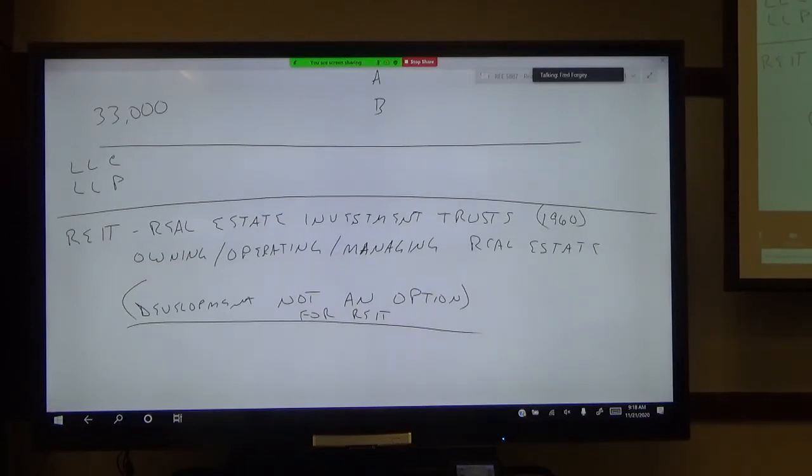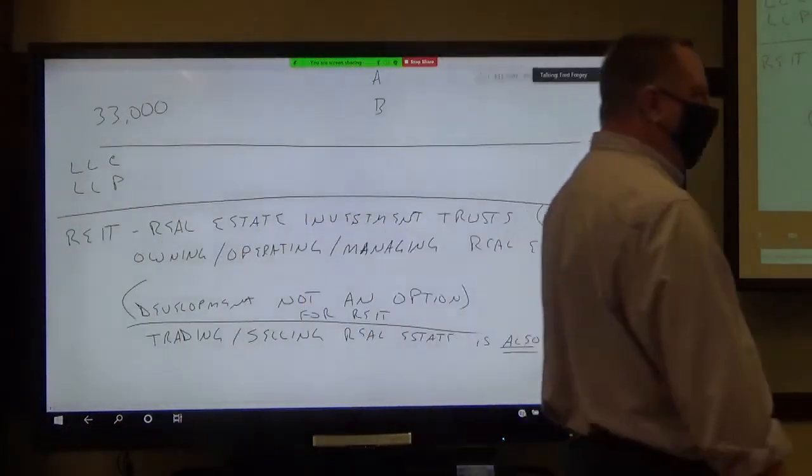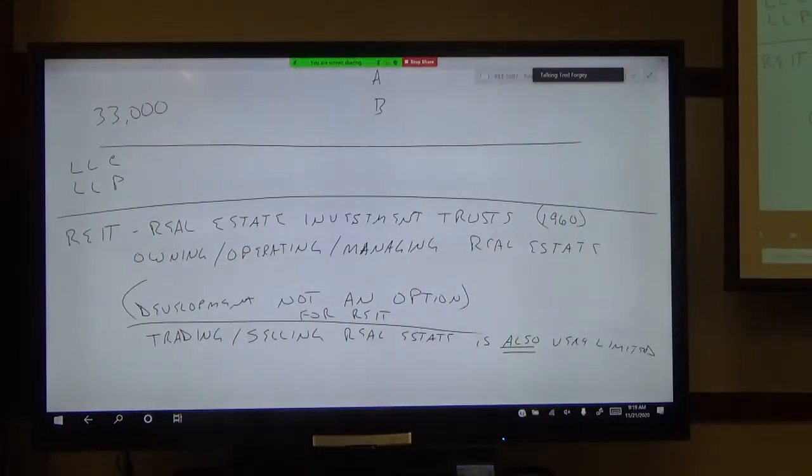You are not, to go along with development, trading or selling real estate is also very limited. Because you're supposed to hold on to it when you have everything in the trust, right? Yes. Okay. So the idea is that pretty much whenever you put something into a REIT or you acquire property into a REIT, it's a buy and hold strategy.